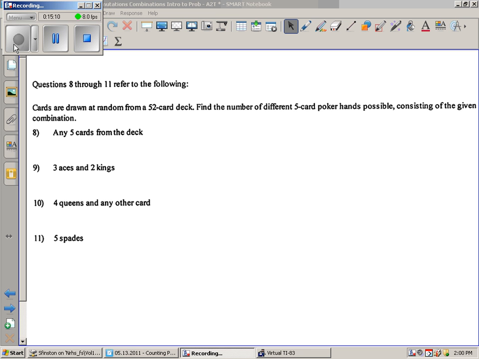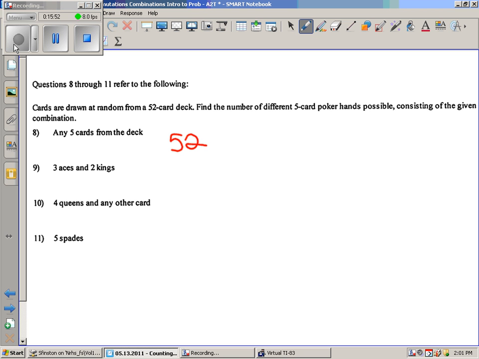Cards are drawn at random from a 52-card deck. Find the number of different 5-card poker hands possible. Here's what I want to say to you. Suppose I pull out 4 aces and then a queen. That is the same hand as a queen and then 4 aces. Do you understand that? It was just a different order, and that's what the combination calculation takes into account. It takes out all of that doubling. So let's do this. Any 5 cards from a deck. You know how many poker hands are possible? You're gonna freak out when you see how many different hands there actually are.